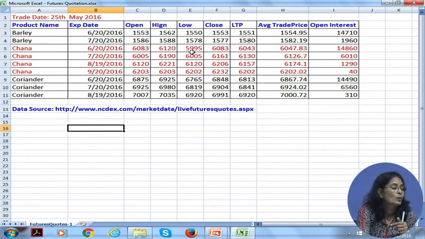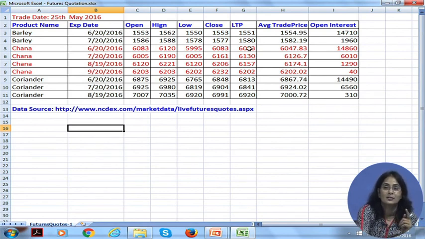Day high, day low, day close, and LTP. This is what I would like each of you to focus on. Even if the close price is 6,083, the LTP, the last traded price, is 6,043, but the close price has been calculated as 6,083. This close price will be used to calculate the daily mark to market margin, not the last traded price.